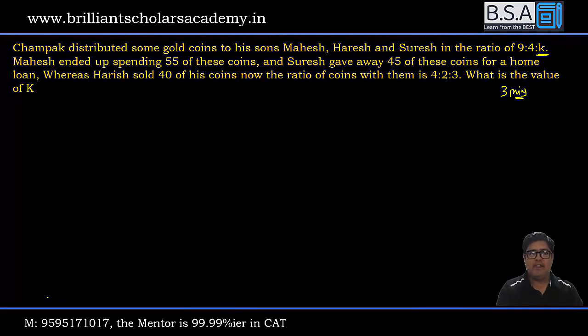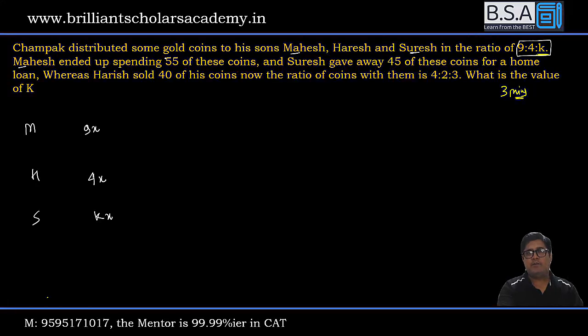So observe here. What are their names? First of all, their names are Mahesh, Haresh, and Suresh. I am multiplying this with x. Mahesh was given 9x coins. Haresh was given 4x coins. And the last person is Suresh. Suresh was given kx number of coins.